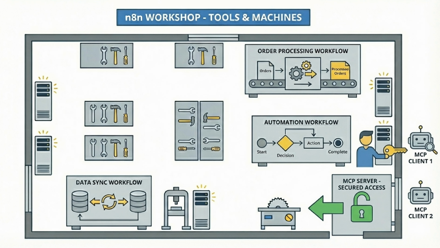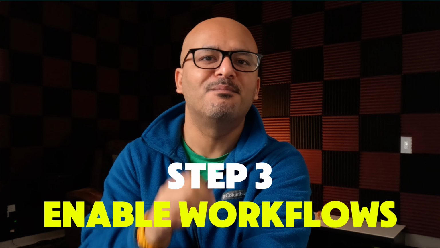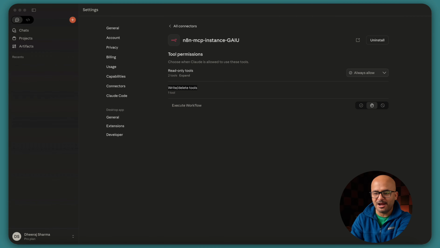So far we have the workshop, which was our n8n instance. We created a door so that others can enter into it in the first step. Now we have provided locks and keys for that door. What we have to do next? We have to provide the machines which are available in that particular workshop that we have. So for that, I'm going to go back to our n8n instance.